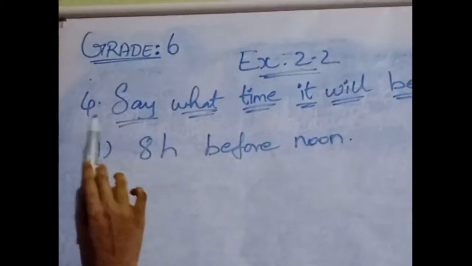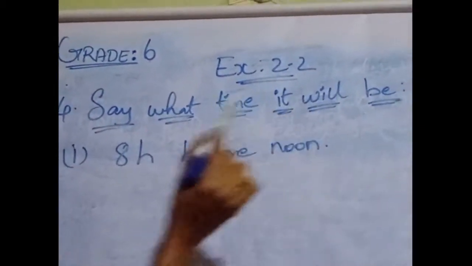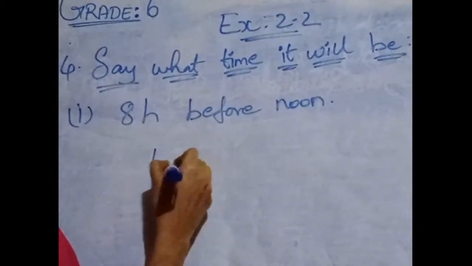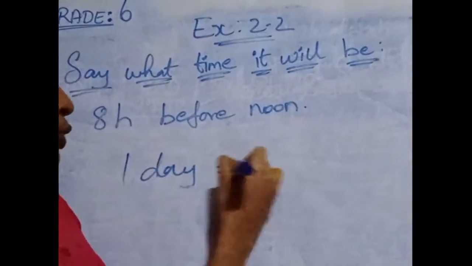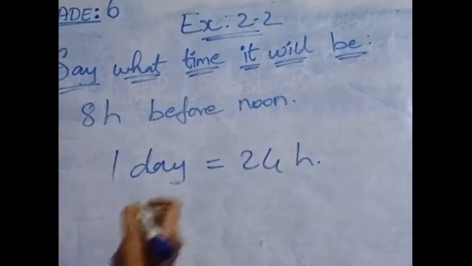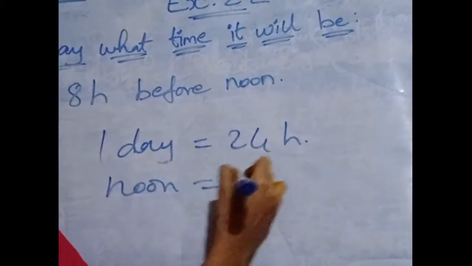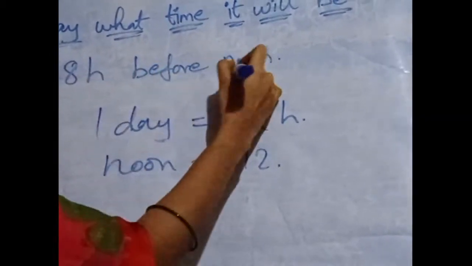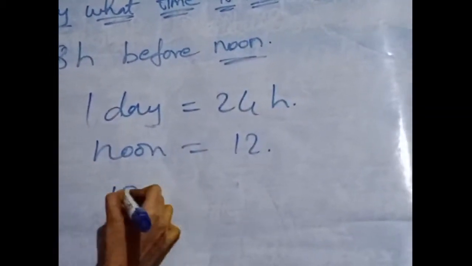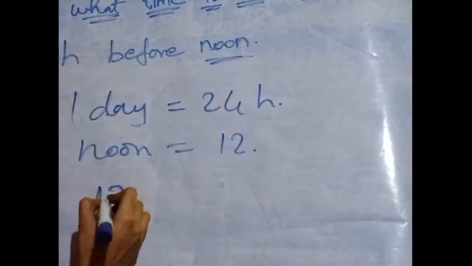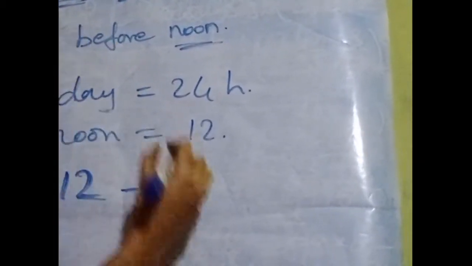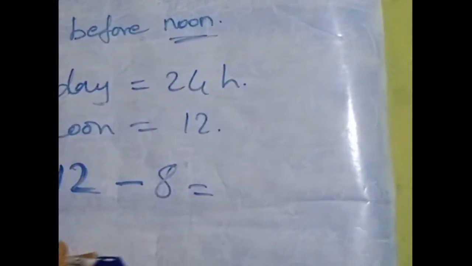Exercise 2.2, fourth question. Say what time it will be. The question is 8 hours before noon. One day has 24 hours. The noon is 12. 8 hours before noon. Here the noon is 12. Before, that's a past. So you can subtract 8 hours.